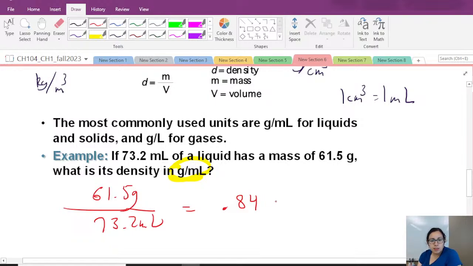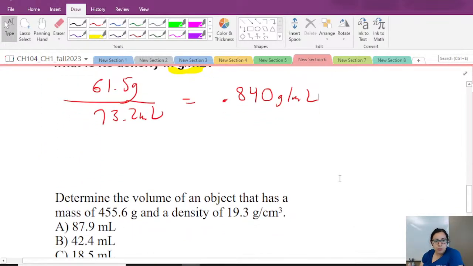0.84, and then let's tack a 0 on there because we have our 3 sig figs, so grams per milliliter. Excellent. So before we try this next one, are people familiar with the triangle trick?